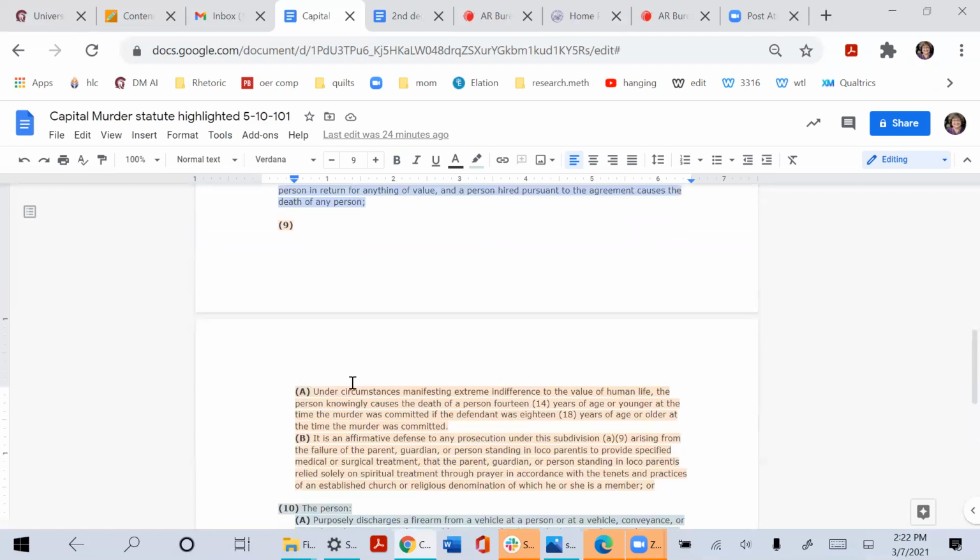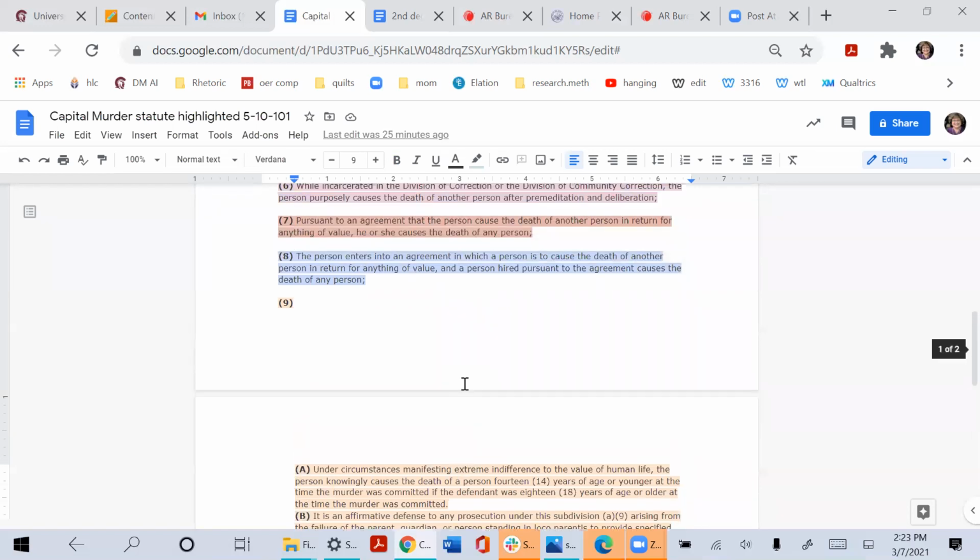If you look at item 9, you see the extreme indifference to the value of human life again. And this time, it's because of the victim of the murder. The victim is under 14 or 14 or younger. And so again, it is elevated from what would be second-degree murder to potentially capital murder. Note that all of these things can also be elevated to first-degree murder as well.